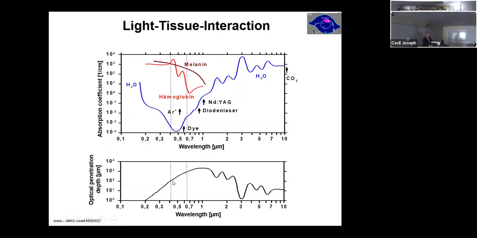This is how we can see here. This is for the 400 nanometer. We just have 100 microns, something like that. And here we have a couple of thousand microns of optical penetration.